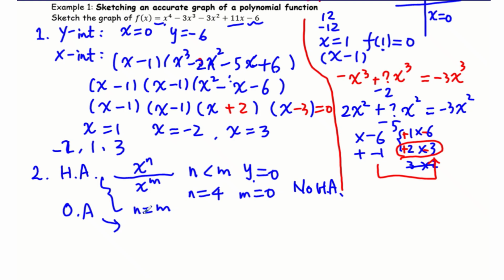Oblique asymptotes: n is greater than m and equals m plus 1. And here is not that case. If n equals m plus 1, we do the long division.